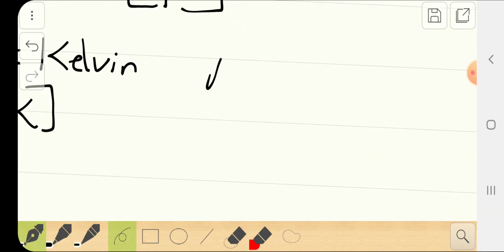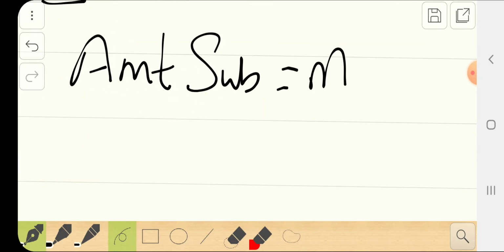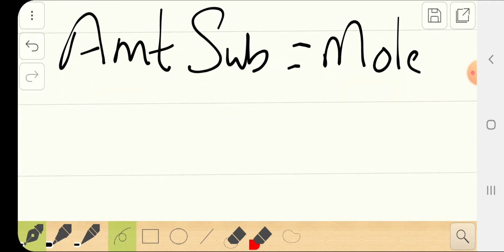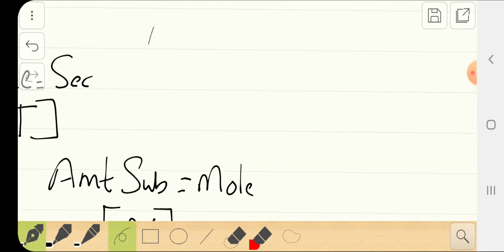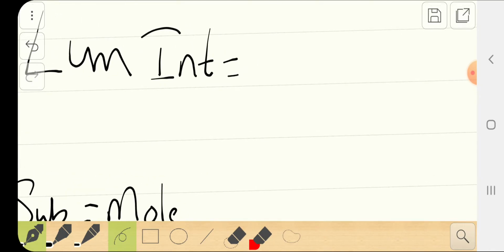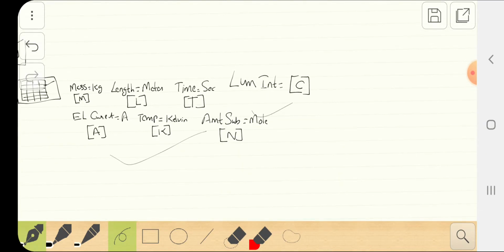You have the amount of substance, which is represented as mole. So you use N for that symbol. And then there is luminous intensity, which is the amount of light in a place, the intensity of light. You use candela for that. Okay, candela. So that's our seven unit system.